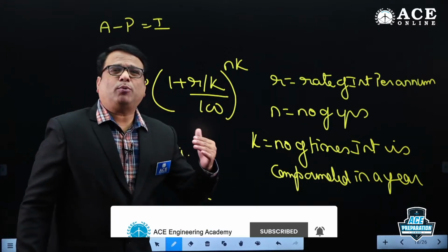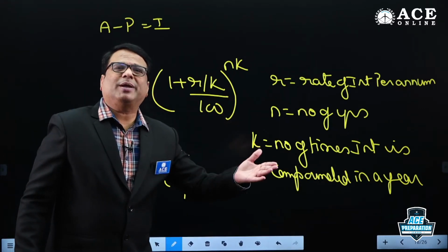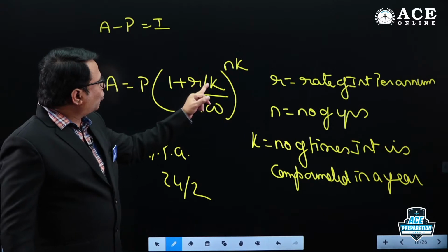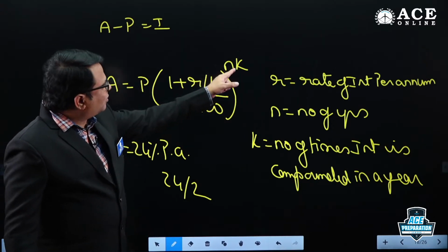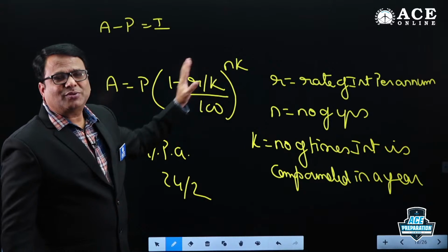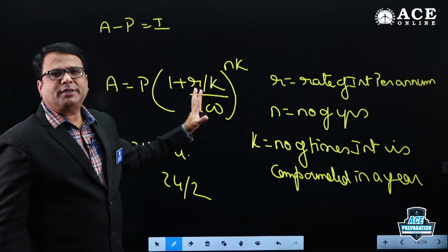If interest is compounded quarterly, then the K value will become 4. Then we write 24 by 4, and in the power also we write 4. So this is the formula to find out compound interest.